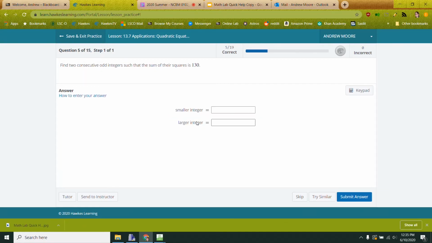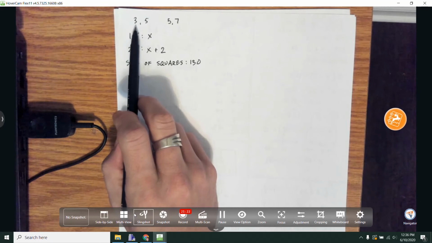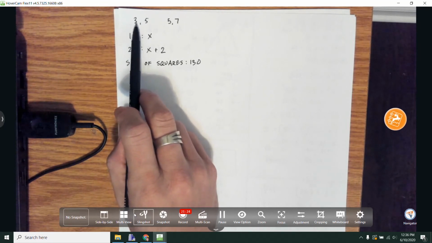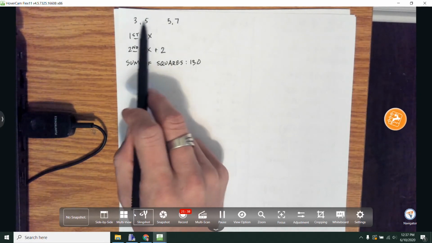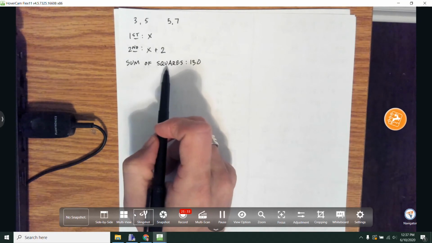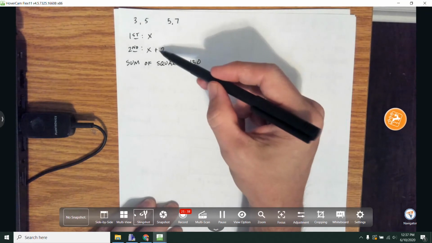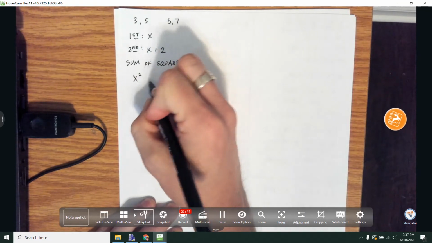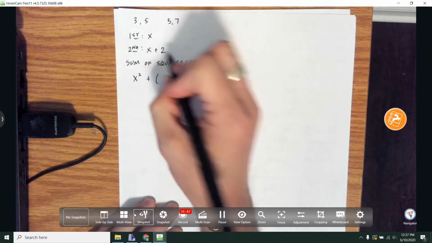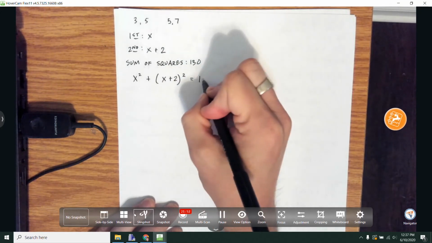Find two consecutive odd integers such that the sum of their squares is 130. Just like we did on the consecutive even integers, we're thinking about this like consecutive odd. Again, we're skip counting, so we're going 2 more than that next one. Now, we don't know if it's 3 or 5 or whatever. We're trying to figure that out. But it said it's the sum of their squares. So basically, we're adding these things up, but first, we're going to square them. So we're going to square this x and add it to the square of this x plus 2. And that should equal our 130.